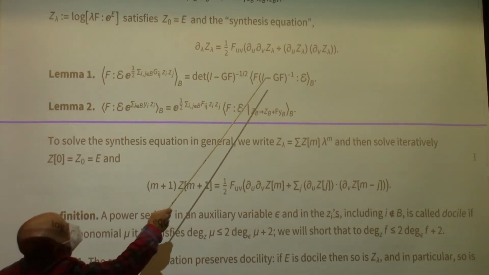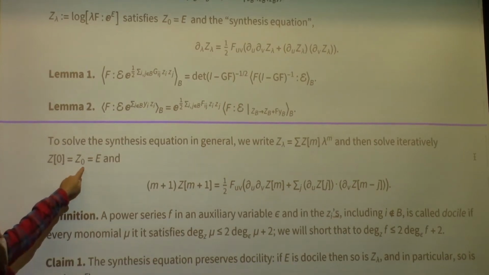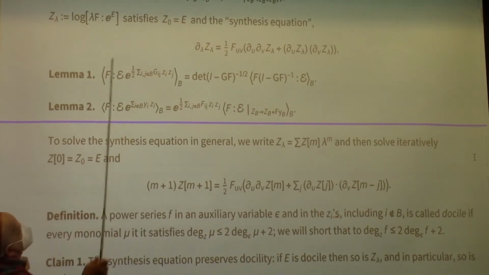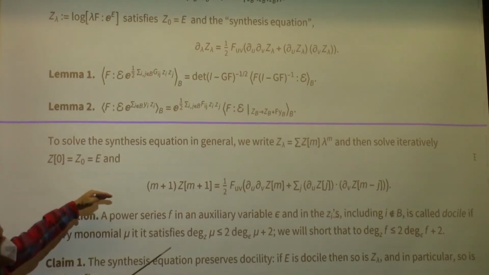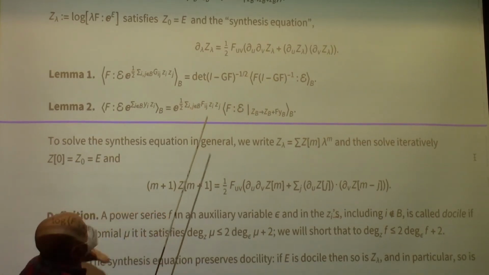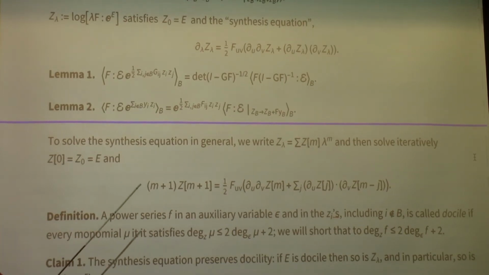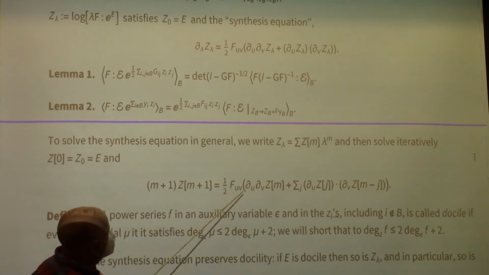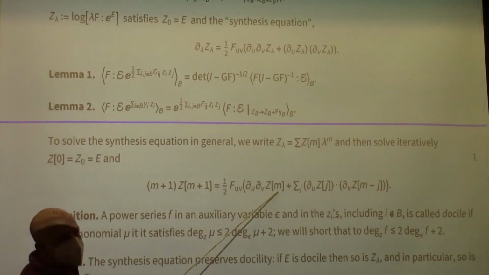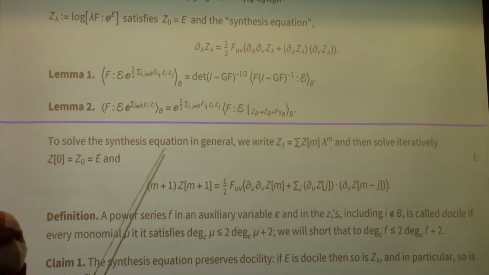And then z0, when lambda is equal to 0, is just z sub 0, which is also the e we started from, right? z0 is e. So basically, this allows you to solve the synthesis equation iteratively, right? If you know z0, then you substitute m equals 0, and from z0 you get z1, and then you repeat.